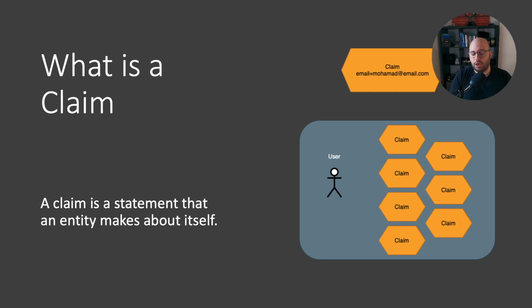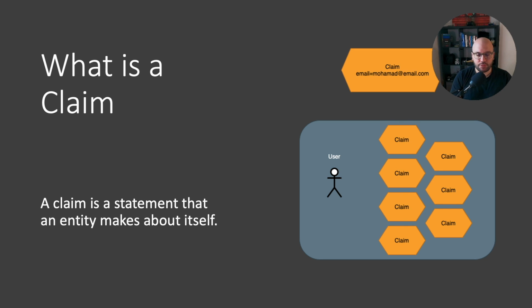But just to do a quick summary, claims are some set of information that I give about myself, and basically claims are a key value pair. A key, for example, could be email and the value is my email address. It could be phone and the value my phone number. It could be age, and I can put my date of birth, and so on and so forth.